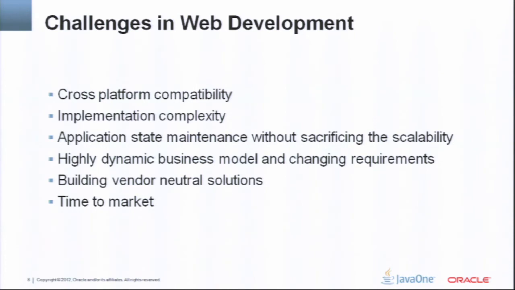There is a lot of complexity involved, and not only that, the state maintenance. As it happens through the HTTP protocol, it's stateless, and you should write a piece of code from your side to maintain the state without sacrificing scalability. If your number of concurrent users or user base increases, then your application should scale to meet that requirement. So there is a lot of complexity involved in development, and then a highly dynamic business model. Your business model changes drastically, and maybe a couple of weeks before production, your manager may ask you to change some functionalities as required by the business. And time to market is another aspect, where you may not get much time to focus on business functionalities.